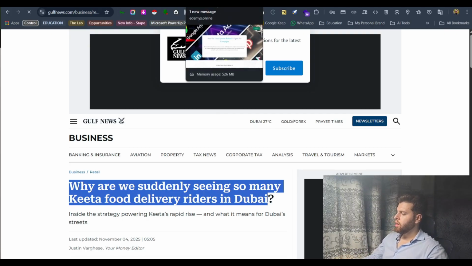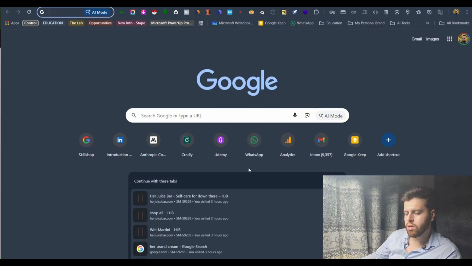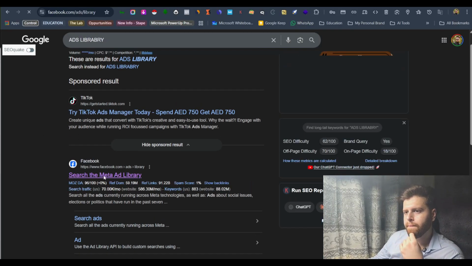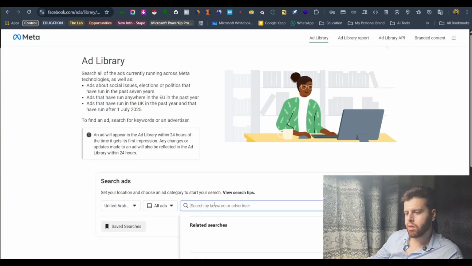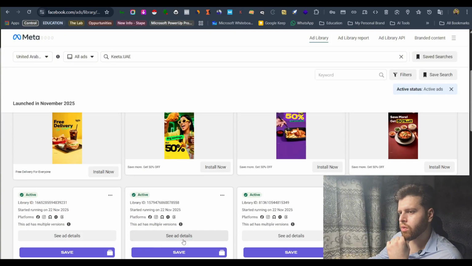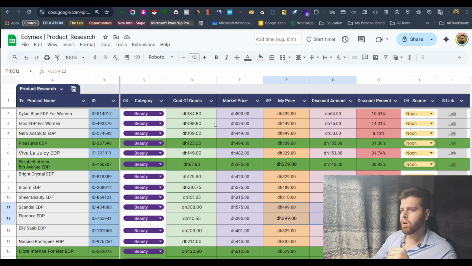So they are doing ads everywhere, offline and online. But if you go to their ads online, the first thing that you see is 50% off. Directly, they're doing free delivery, 50% off. So they know that there is huge competition here in the UAE, so they come in directly. I know it's very simple, but they come in directly with a lower price. So cost of goods, market price, your price should be less.